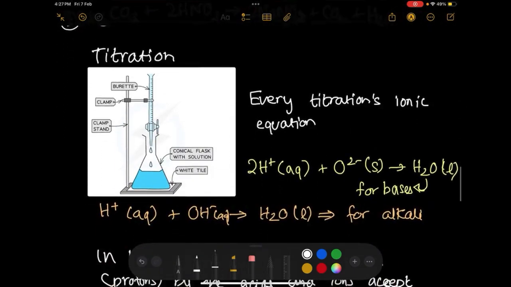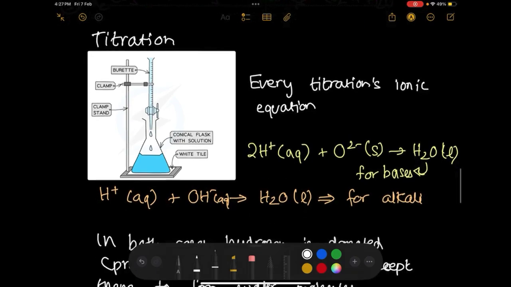Now we move on to titration. So this is every titration's ionic equation: 2H+ aqueous plus O2- solid gives H2O liquid. This is for bases. Note that the oxygen here is solid. And over here, H+ aqueous plus OH- aqueous gives H2O liquid, and this is for alkali. Note that OH- is aqueous.